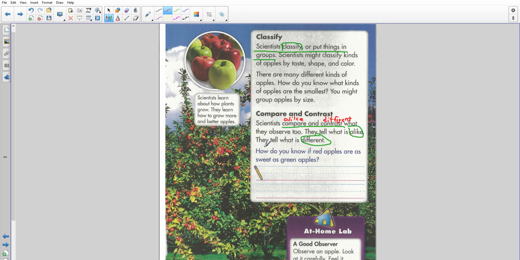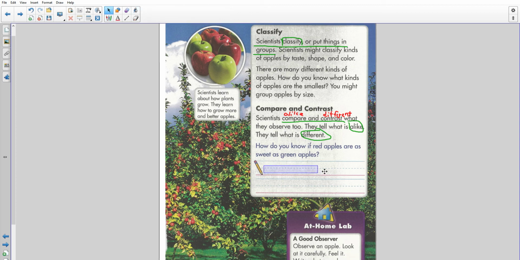So here's a question I'd like you to answer. How do you know if red apples are as sweet as green apples? I'll get you started. I know. Go ahead and finish that sentence.